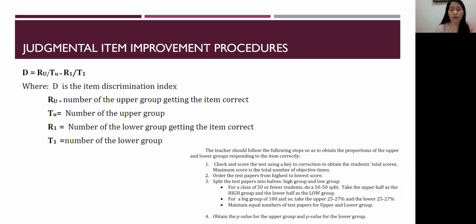For a class of 50 or fewer students, do a 50-50 split. Take the upper half as the high group and the lower half as the low group. For a big group of 100 or so, take the upper 25 to 27% and the lower 25 to 27%. Maintain equal numbers of test papers for the upper and lower groups. Number 4, obtain the p-value for the upper group and the p-value for the lower group.